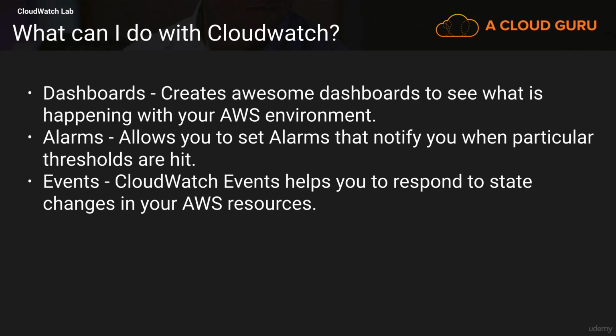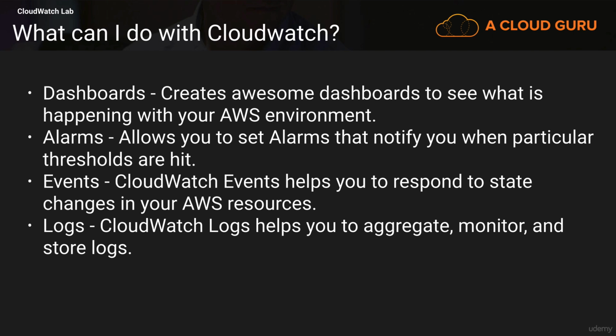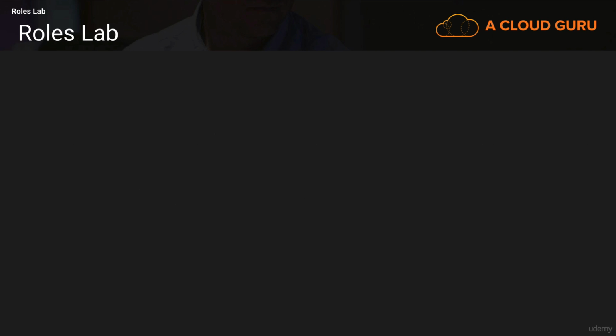You can create events, so CloudWatch Events helps you to respond to state changes in your AWS resources, and then you can also send your logs to CloudWatch. So CloudWatch Logs helps you to aggregate, monitor, and store your logs.